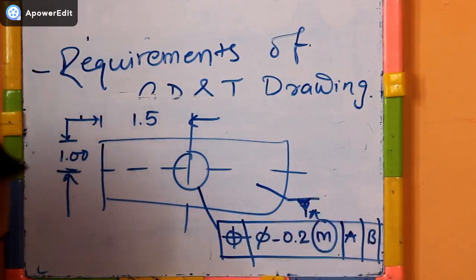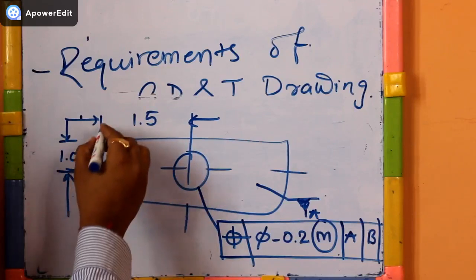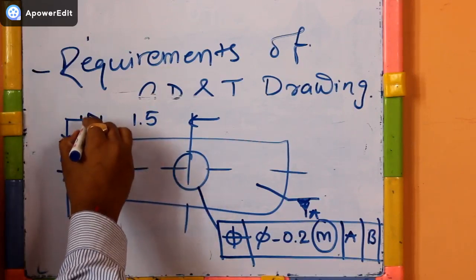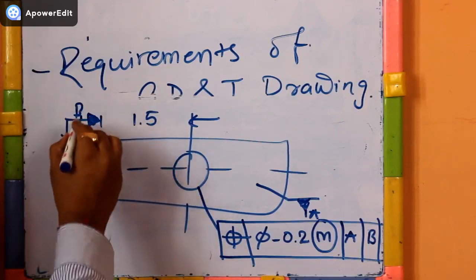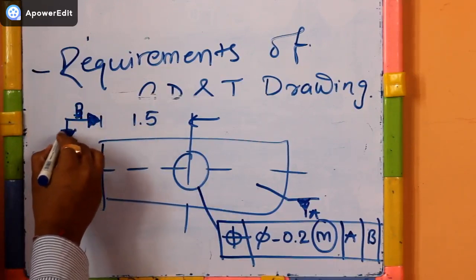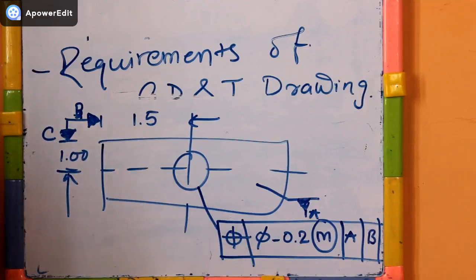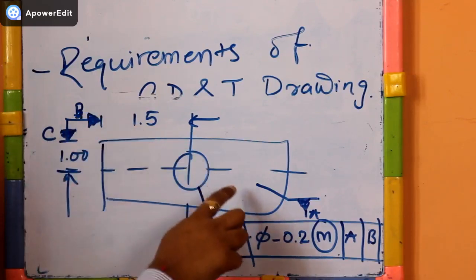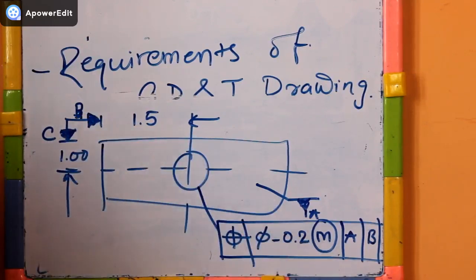This is A. This surface is B surface. And this surface is C surface. So a component or geometrically dimensioned drawing must include the feature control frame and the designation of surfaces.